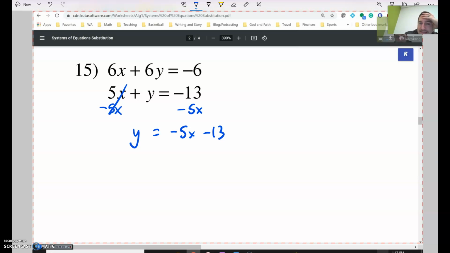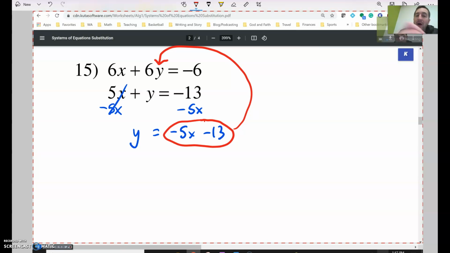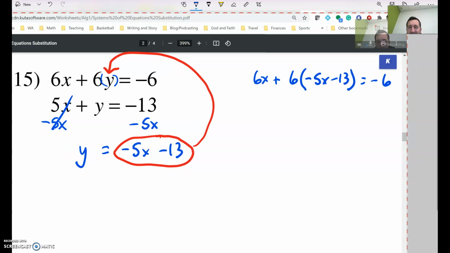And here's why you want to isolate a variable, is because once you have a variable isolated, you take it. Now we know what y equals, so I plug it into y for the other equation. I substitute it. And so you have to write it out and solve it. This is why we spent so long solving equations. I'm hoping you feel confident with plugging that right in there using parentheses and then doing the math. So let's rewrite this equation. We have 6x plus, instead of 6y, it's 6 times negative 5x minus 13 equals negative 6. That is our equation. This is now solvable because there's no more y's. We just can solve it for x.